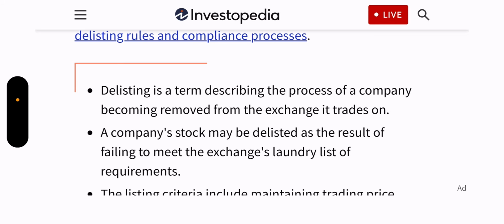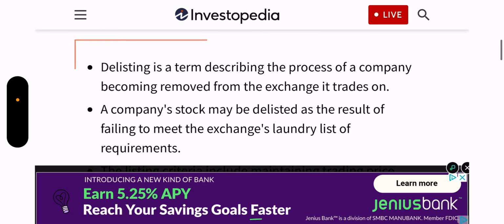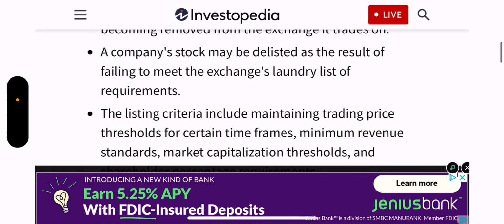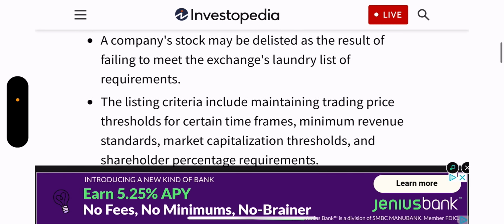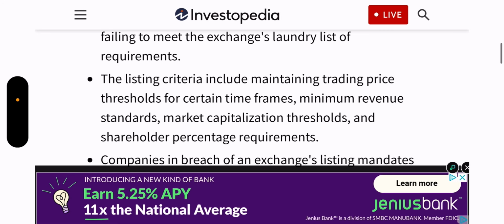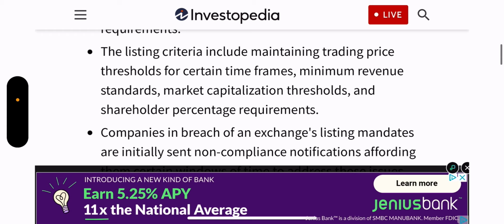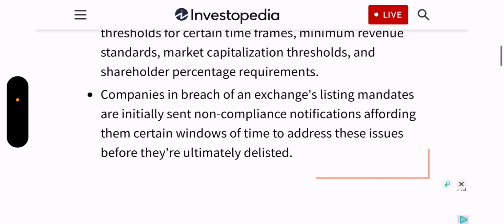Delisting is the term describing the process of a company becoming removed from the exchange it trades on. It may be delisted as a result of failing to meet the exchange's laundry list of requirements. I felt some sarcasm there. The listing criteria include maintaining trading price thresholds, which I'll get into in a second, for certain time frames, minimum revenue standards, not sure that's applicable to ETFs, market capitalization thresholds and shareholder percentage requirements.